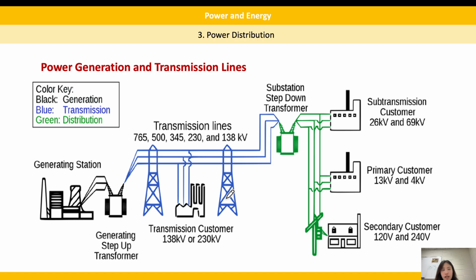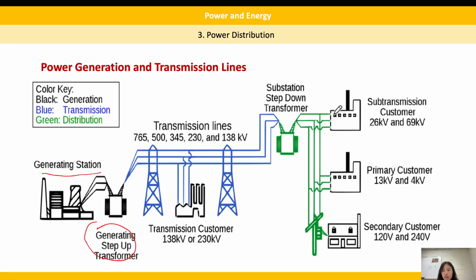And then let's see what is power generation and transmission line in the power distribution. First, the generating station produces or supplies power. And then, do you remember, during delivery or transmission of power, we need high voltage. So we use a transformer to step up to a higher voltage. So now we have the high voltage in the transmission line.